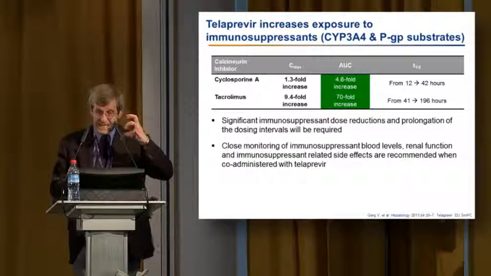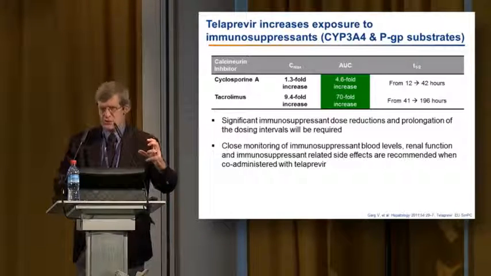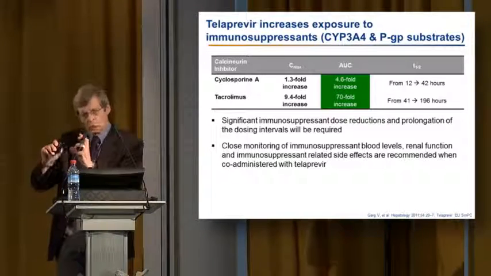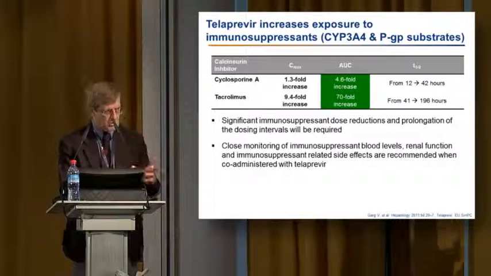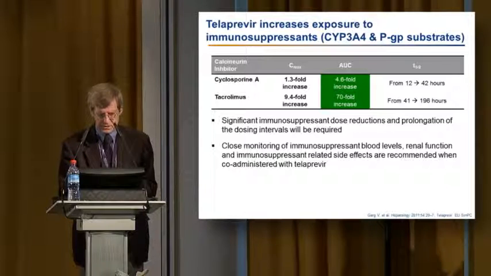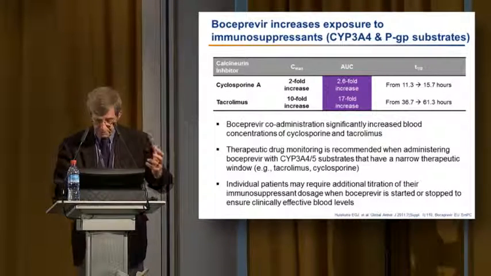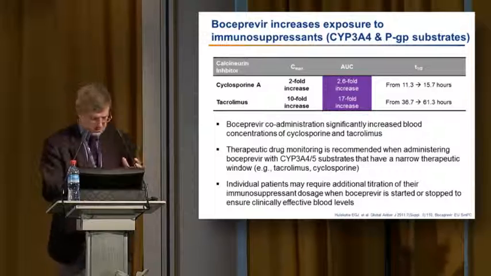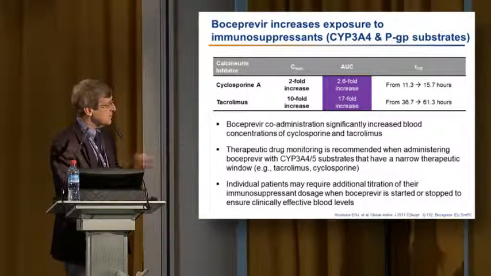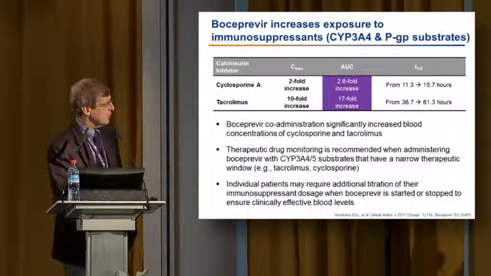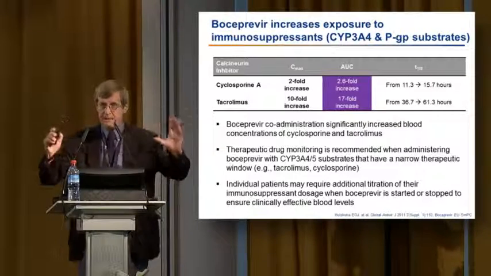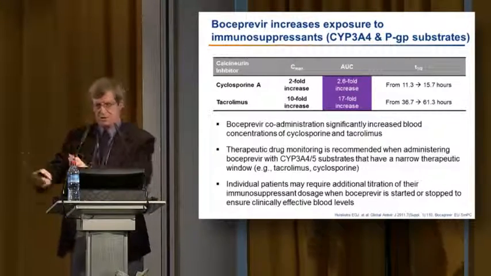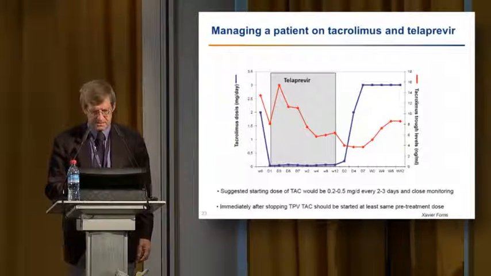And therefore, significant dose reductions of the immunosuppressants will be necessary in conjunction with telaprevir and monitoring of immunosuppressant blood levels. With boceprevir, interactions are also expected, and we see with cyclosporin about a 3-fold increase in exposure, with tacrolimus a 17-fold increase in exposure. So with both DAAs, there are interactions with the immunosuppressants.